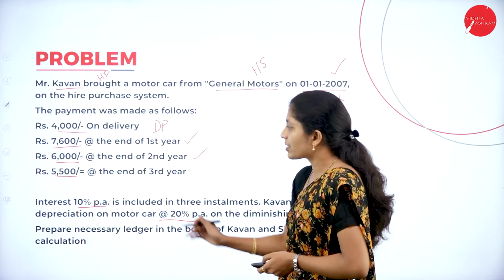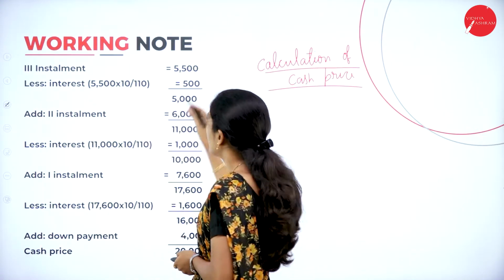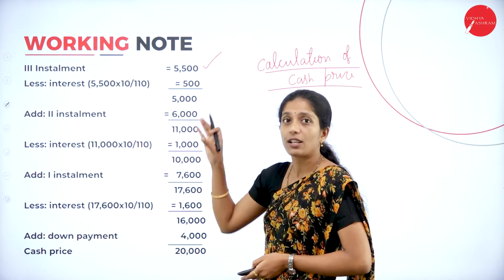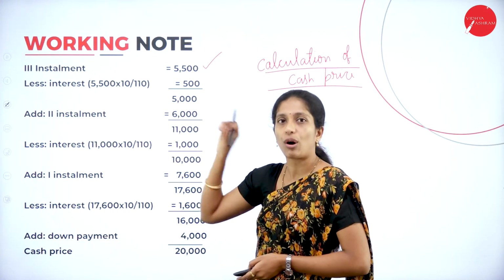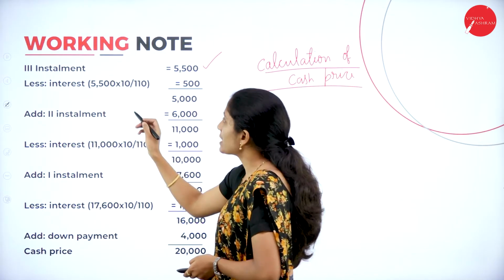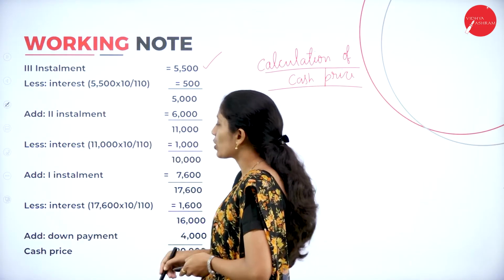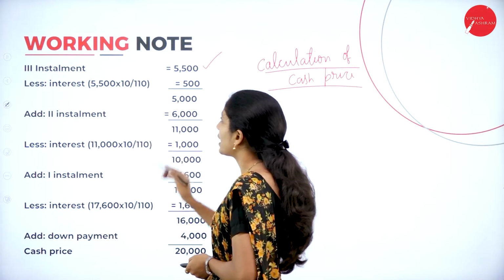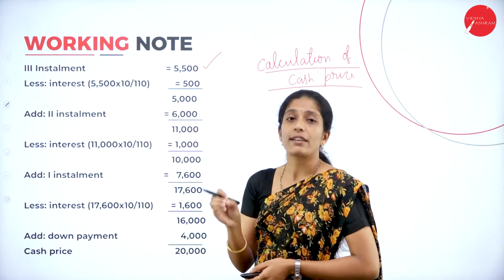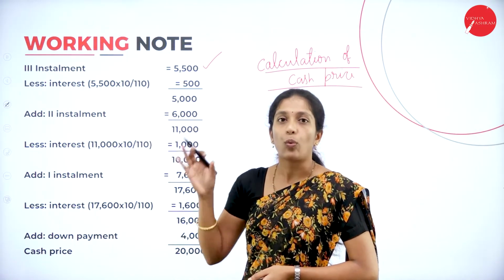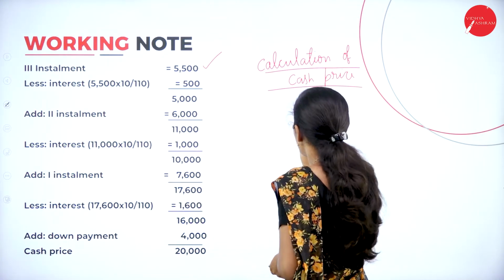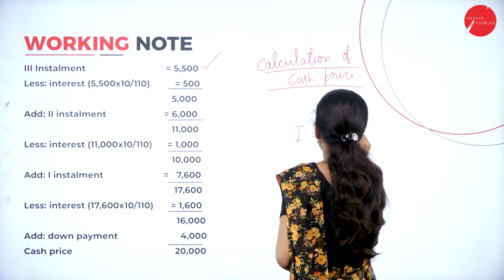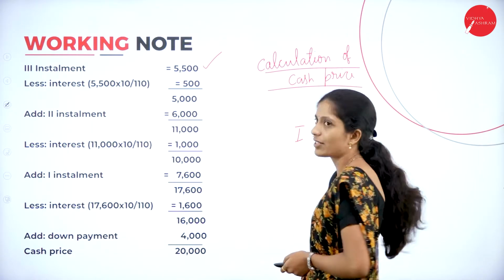Now, what is the third installment? 5,500. Write this third installment 5,500 less interest, because they have told it is inclusive of interest. Right? So, less interest 5,500. What is the percentage of interest? 10%. So, 5,500 into, now you are not dividing it by 100. Now, what they have told, this installment includes interest also.